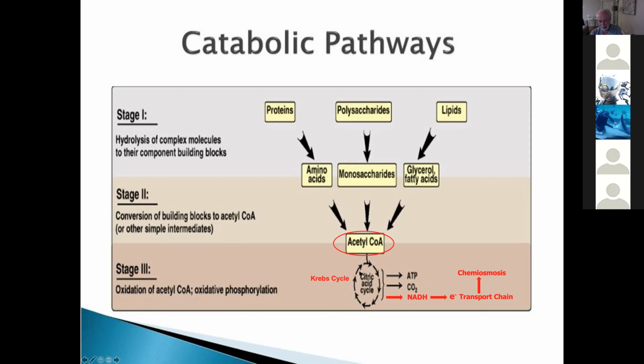The Krebs cycle then generates ATP, carbon dioxide, but most importantly, it generates reduced carrier molecules, which lead to the electron transport chain, chemiosmosis, and that generates ATP. So we end up with ATP from the complex food that we eat. Now also another polymer that we eat is nucleic acids, but it's a very small component of our food, so it doesn't figure prominently in the production of ATP.